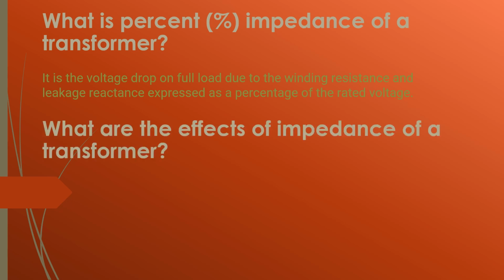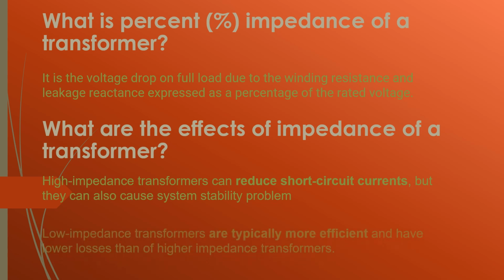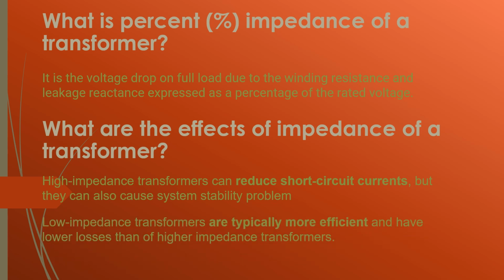What are the effects of impedance of a transformer? If the transformer has a high impedance, it can reduce short circuit currents, but it can also cause system stability problems. If the transformer has a low impedance, transformers are typically more efficient and have lower losses than higher impedance transformers.